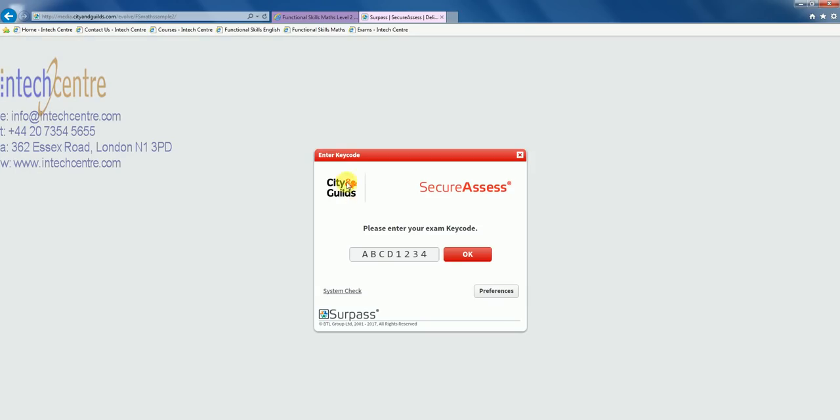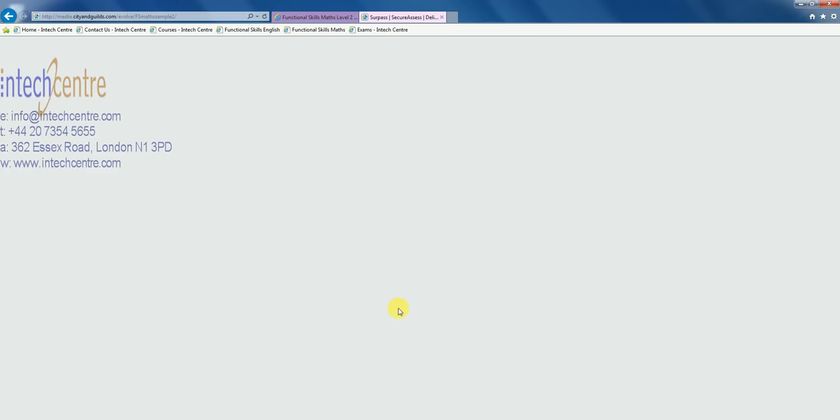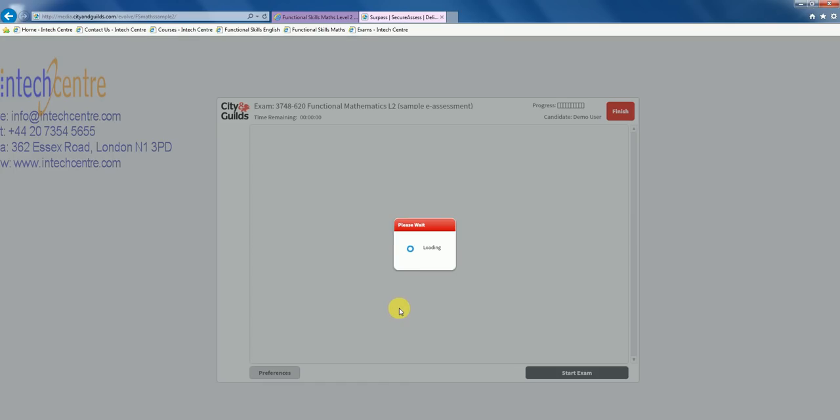Okay, so as you can see here, it's coming up with the City and Guilds Secure Access page. It's asking for the key code. Please note that on your actual exam, this will be your own personal key code and PIN. As this is a demo, we're just going to click the OK and confirm options. So on your actual test, this will be your details and your exam name, your date of birth, gender, first name and last name, and also your enrollment number. So we're just going to confirm this. It's just loading.